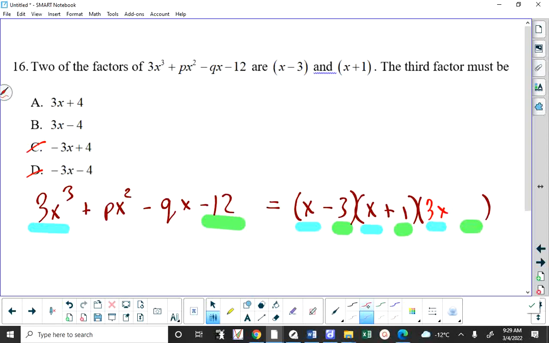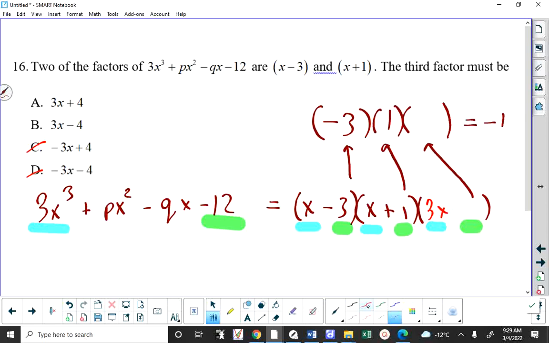And we need to get negative 12 for a constant product. We already have negative 3 multiplied by this 1. This is the negative 3. This is the 1. Multiplied by whatever number this is. This has to give us negative 12. So I need a positive 4 in there. And that's why the correct answer is A. Is that good? You're welcome. Other questions? Go ahead, Ian.